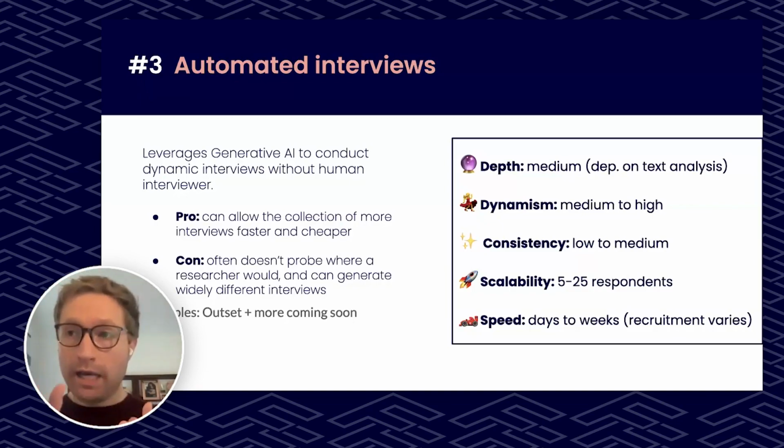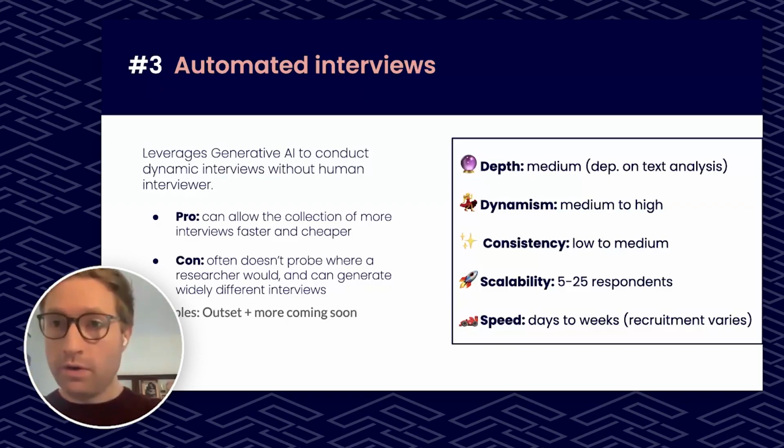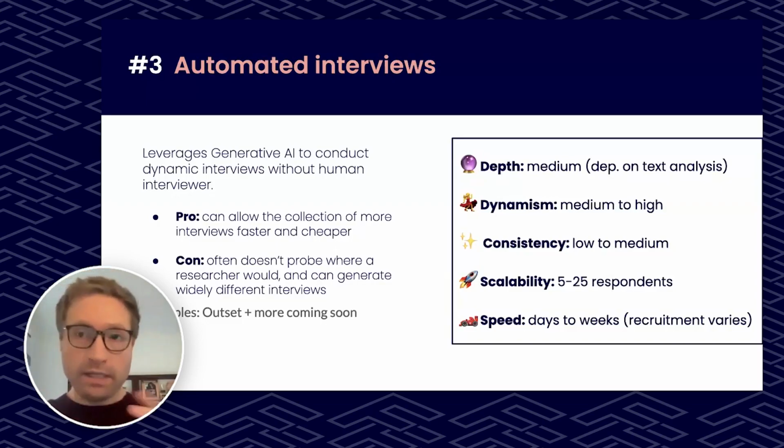One is the AI, as good as it may be, is not going to probe where a human researcher would. One of the things human researchers are the best at is the strategic intuition of what threads to follow, where to really probe and get more detail. And so it's going to miss some of those opportunities, and it might probe in some places you might not expect or want. So not the best follow-up probing. The other side is that, very similar to a focus group, it's going to generate wildly branching different conversations.